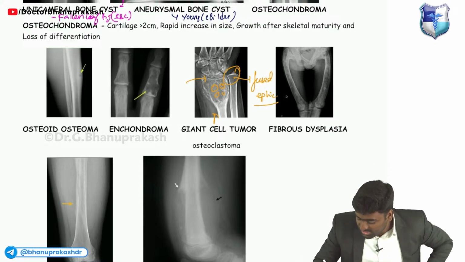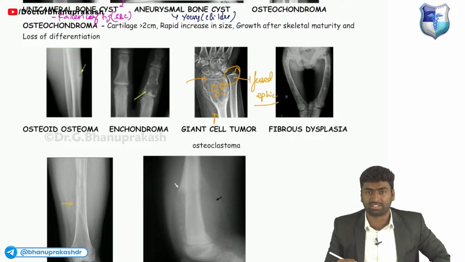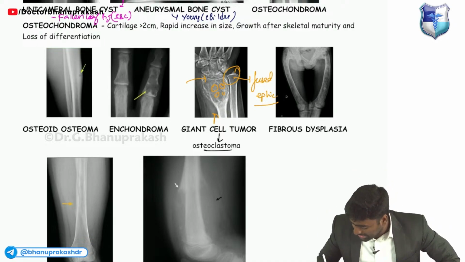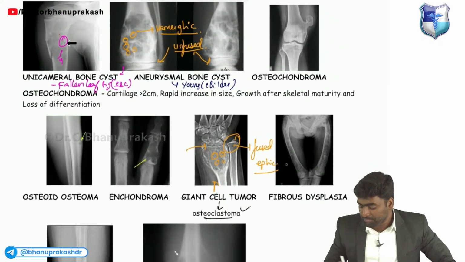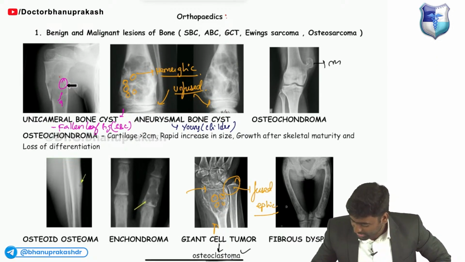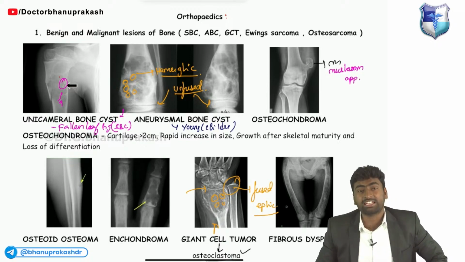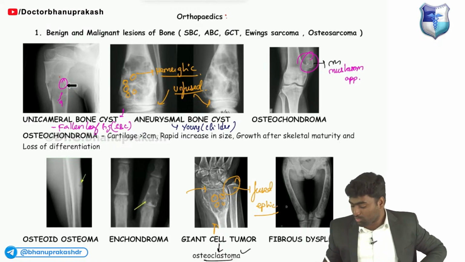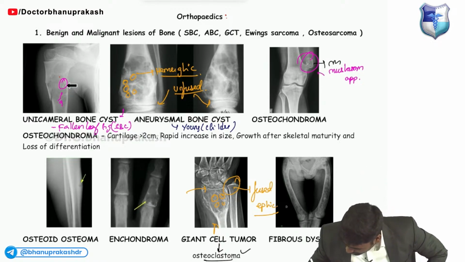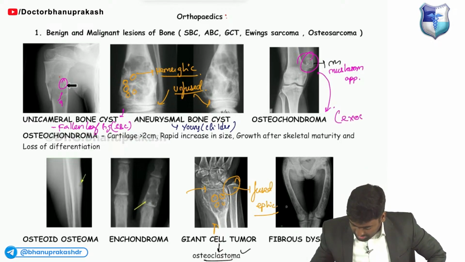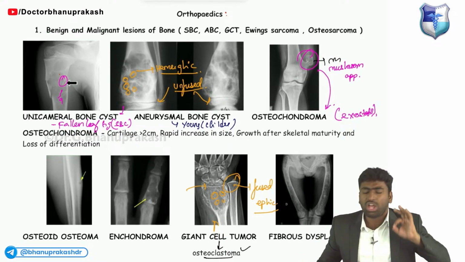Good. Fine. So this GCT occurs in the epiphysis, and it is also known as osteoclastoma. And next, if you are able to see this type of mushroom appearance, especially around the knee, it is osteochondroma, also known as exostosis. It is exostosis, also known as osteochondroma.